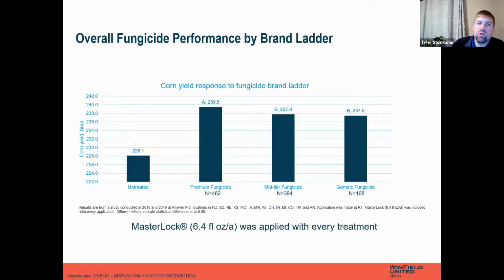I'm wondering if we're going to see a bigger difference this year in the premium versus some of these generic type fungicides, because of the fact that we had those later season rains, and we could see a bigger effect this year.